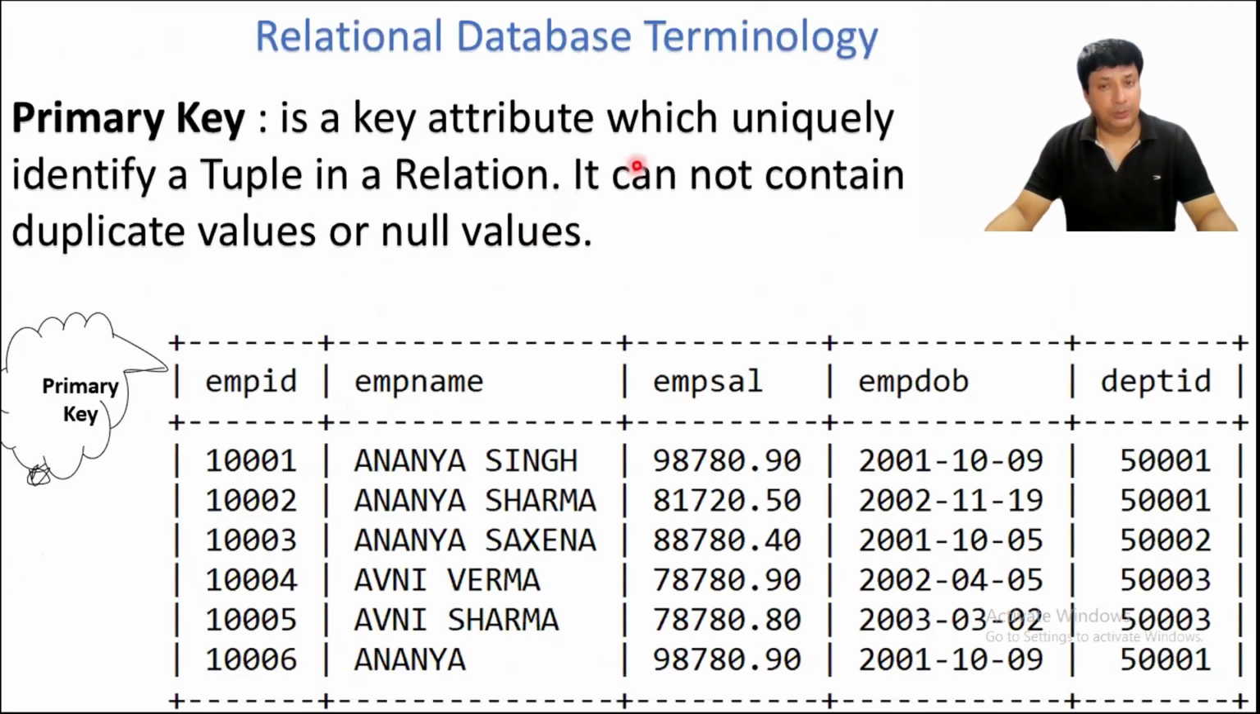Primary key is a key attribute which uniquely identifies tuples in a relation. It cannot contain duplicate values or null values. For example, in the EMP table, we have got EMP ID, and all these tuples are identified by the employee ID.